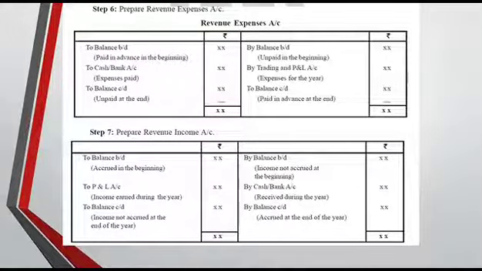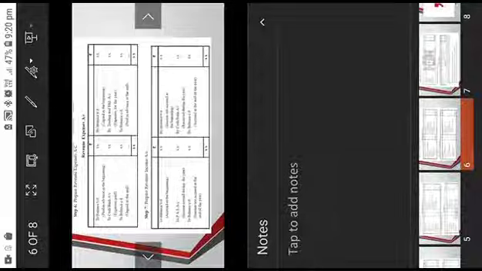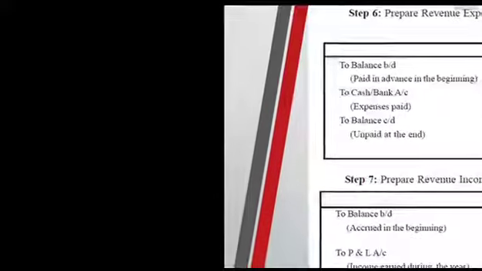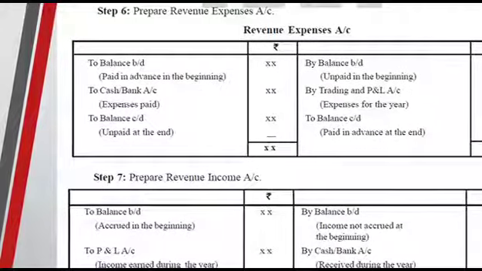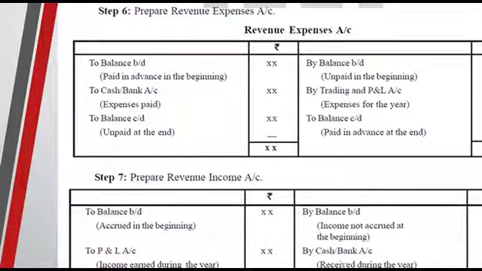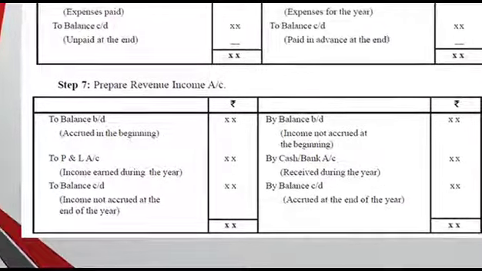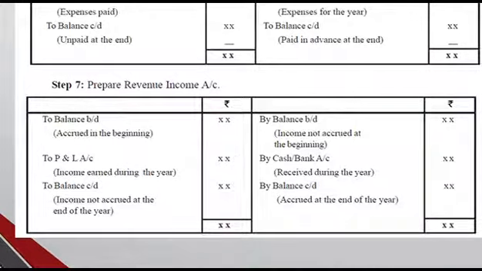After that we should be able to prepare the revenue expense account. Revenue expenses, as I already spoke to you, are the expenses incurred on the day-to-day activities of the business. Whatever expenses we have made should all be recorded, and at the end of the year these expenses should be transferred to either the trading account or the profit and loss account. If any balance is left, it may be paid in advance or outstanding. Afterwards we should prepare the revenue income account.